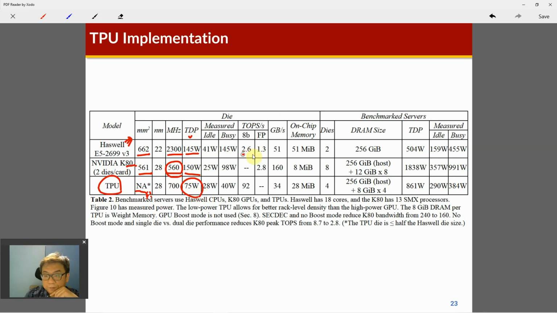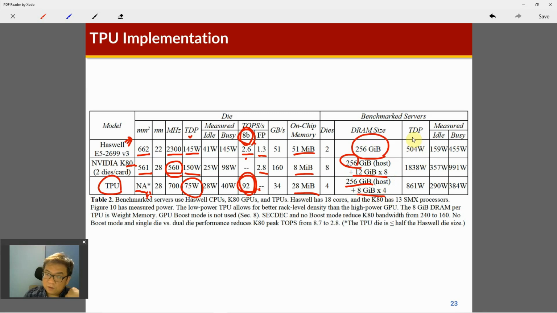Then this is the operation performance. You can see that the performance of the TPU is very high compared to the Intel CPU. As I explained, the TPU supports 8-bit matrix multiplication, so these are the operations for 8-bit data. And then the on-chip memory is different. This is the DRAM size, the host memory size, and this is host memory plus GPU memory, and host memory plus TPU memory.